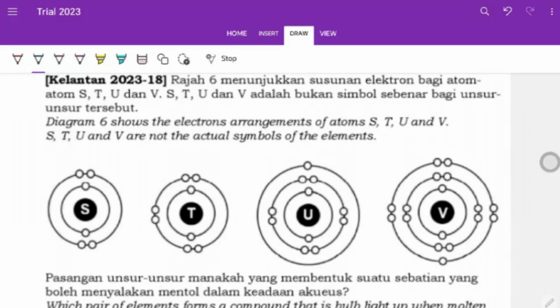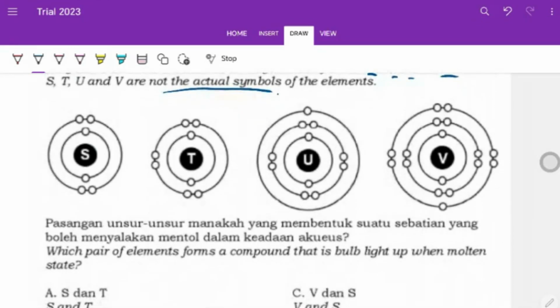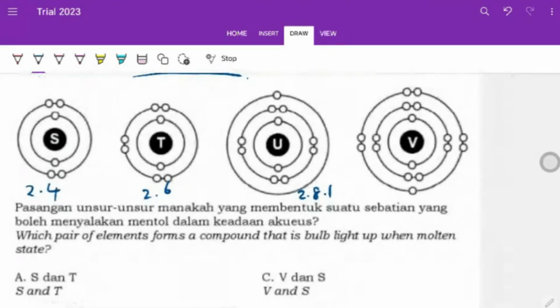Okay, the diagram shows the arrangement of S, T, U, V. They are not the real symbols. Now let's list out the electron arrangement. S is 2 4, right? This one is 2 6. This one is 2 8 1. V atom is 2 8 7.